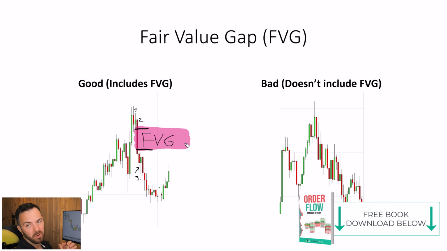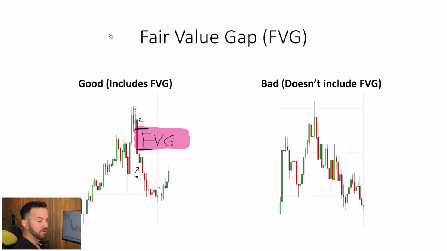The reason I'm talking about this is that fair value gap shows aggression, right? In this case, aggression of sellers. And a good rejection should have a fair value gap because, as I was saying, you need to see that aggression, right? And one of the ways how to spot the aggression is through the fair value gap.